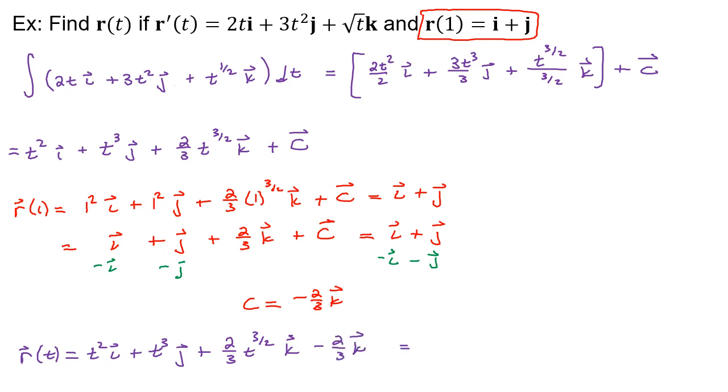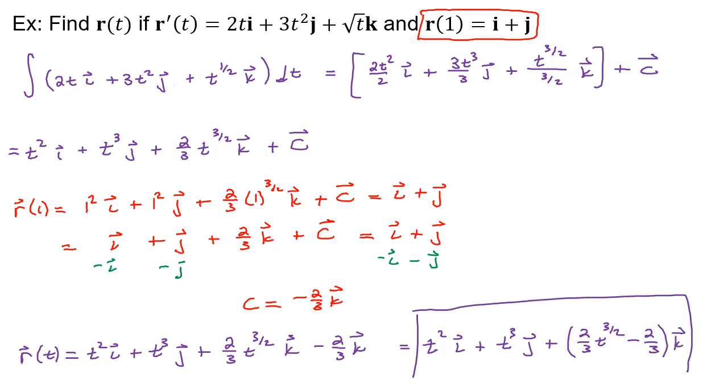Or, since there are multiple k's in there, you could factor the k out, and that's usually what happens when we try to simplify this thing. We will write it like this, where we take the 2/3 t to the 3/2 and subtract the 2/3 off inside. And so this would be your answer for your integral. So hopefully that all made pretty good sense. That is the end of section 13.2 then.